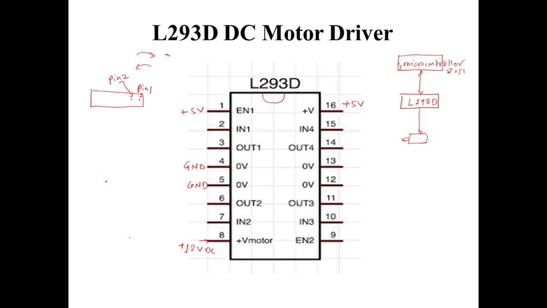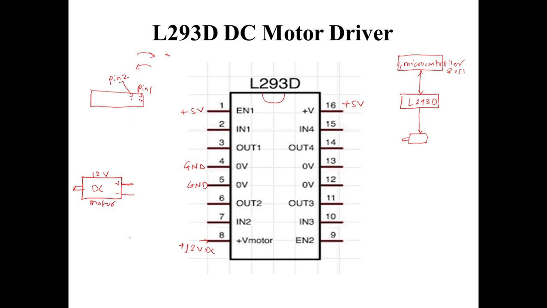Fine. Assume that I have a motor over here. This is the motor which has two terminals. This is the shaft. This is one terminal. This is the other terminal. Basically, this is the DC motor, 12 volt. So it has positive and negative, plus and minus.